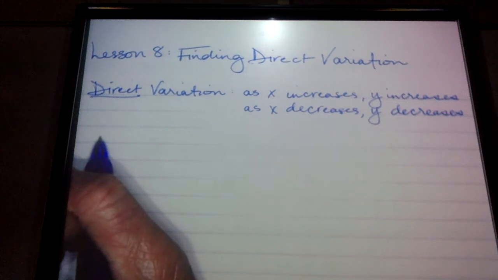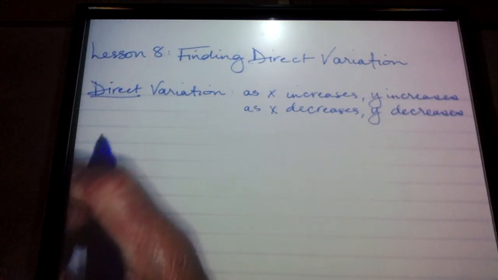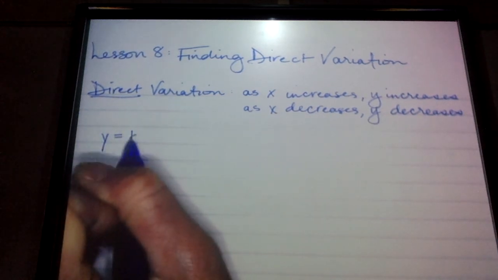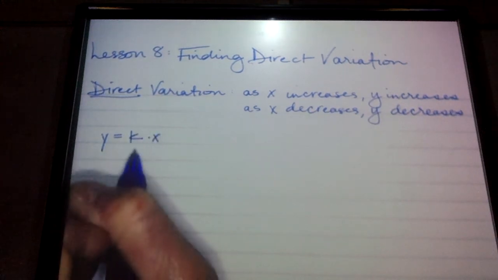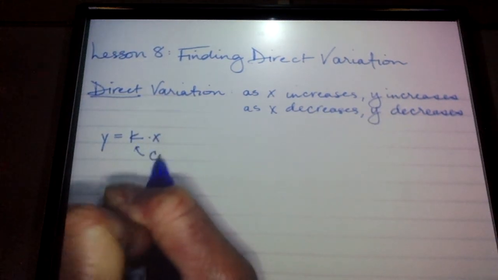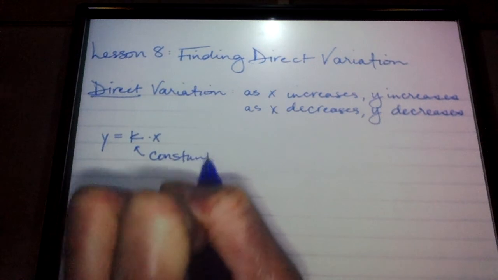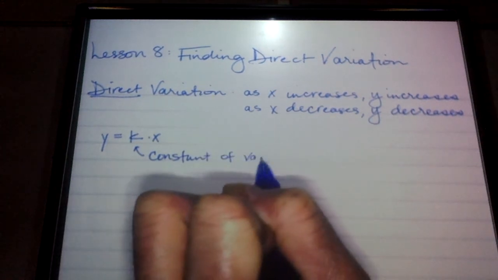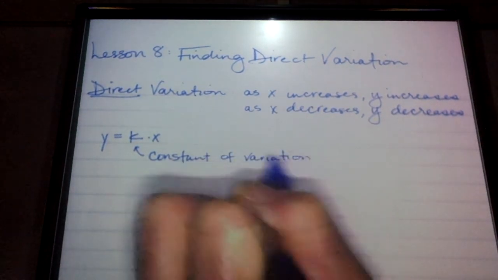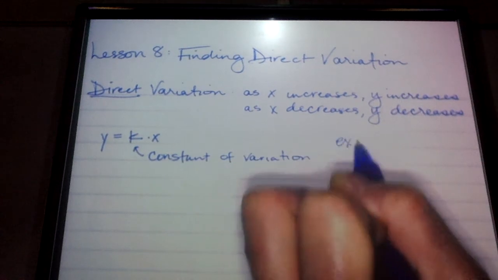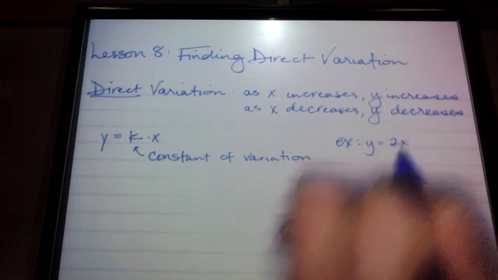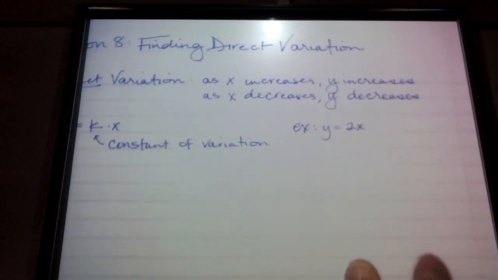Now, direct variation has a very simple equation or format. I like to use x and y. The book uses a and b, but y equals k times x, where k is called your constant of variation. So an example would be y equals 2x. Okay, so whatever I plug into x, I'm going to multiply by 2, and that gives me y.